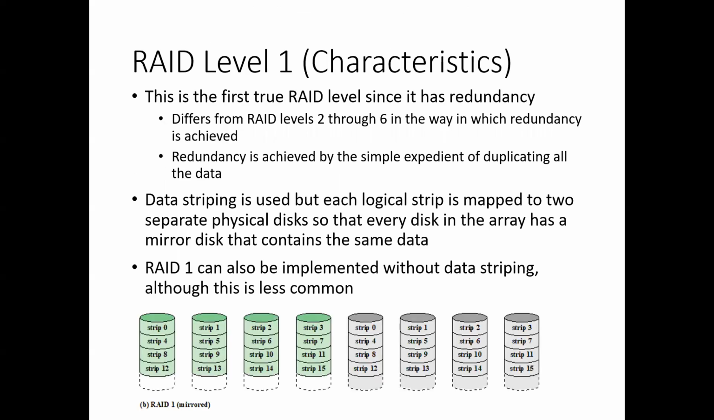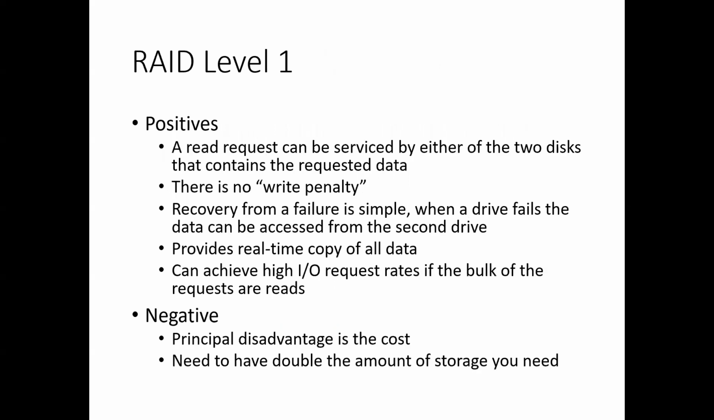So RAID level 1, basically it differs from 2 to 6 in the way the redundancy is achieved. And it's achieved simply by making a duplicate of the disk. Data striping is used, but each logical strip is mapped to 2 separate physical disks. So you have a backup of each one of the disks. And it can also be implemented without data striping, but this is less common.